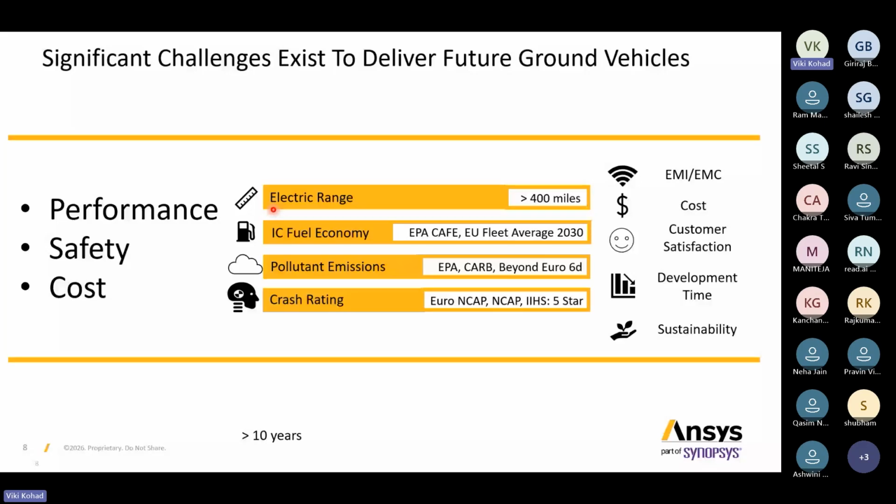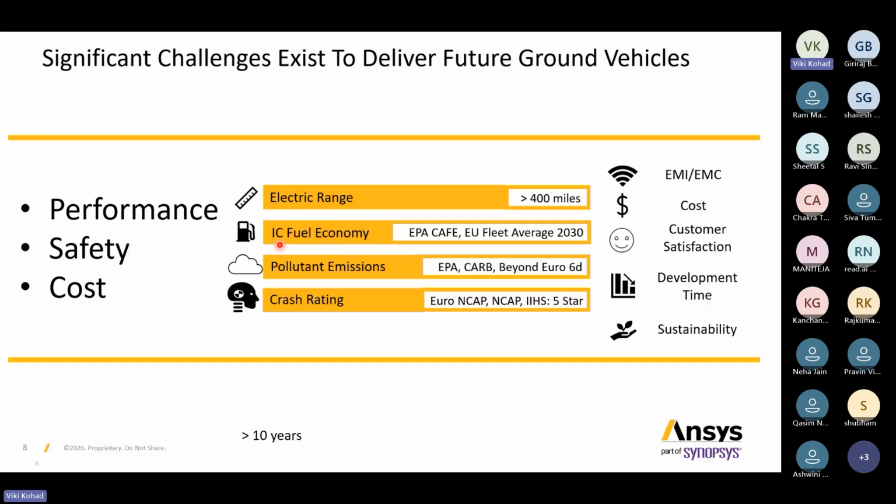What are the different strategies to increase that range? You can increase the power density of the battery, or decrease the size of the battery, which means the weight of the battery. Or you can decrease the complete vehicle weight. These are the different strategies.